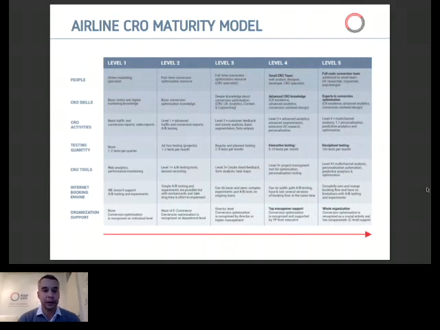This maturity model is basically what you can see on this slide. You can see these 7 areas on the left side, and for all these 7 areas we asked a specific question to each airline about the maturity in each of these areas. So we have level 1 to level 5 ranking and answers for each of these areas.